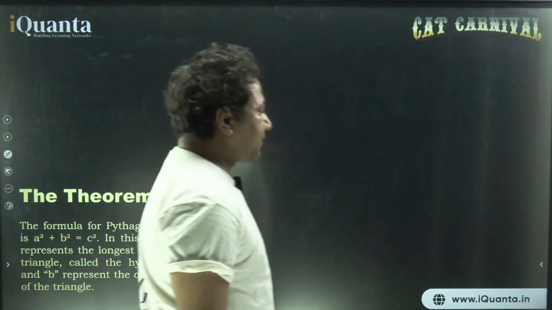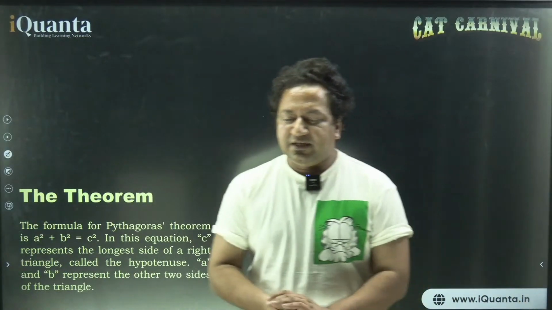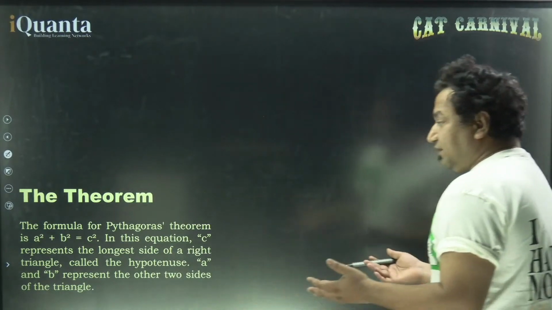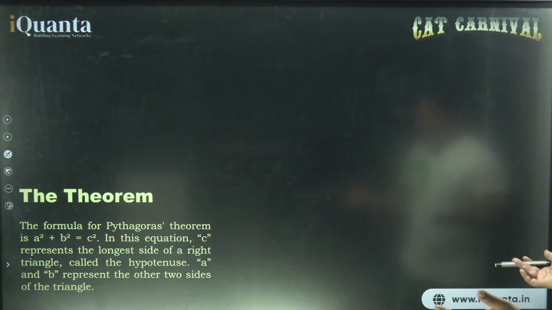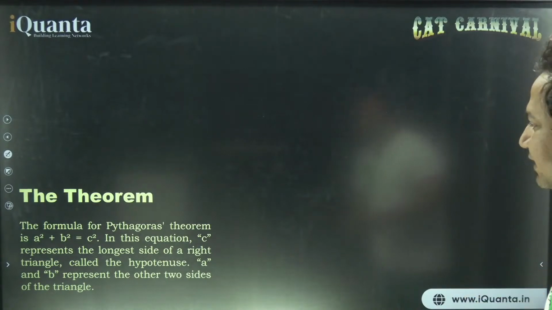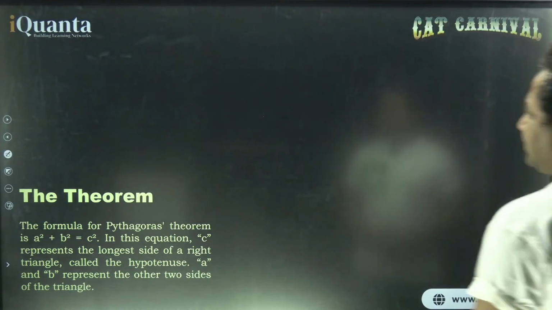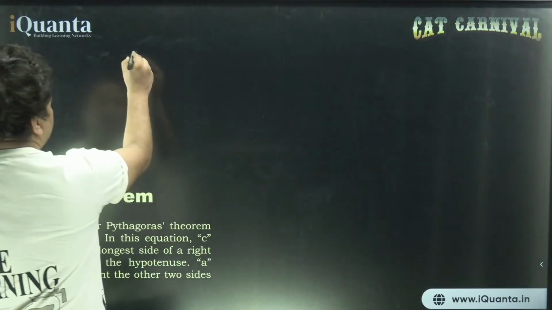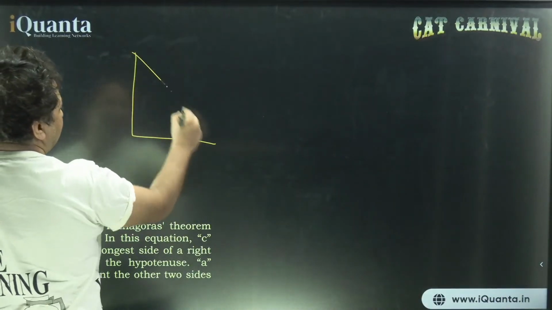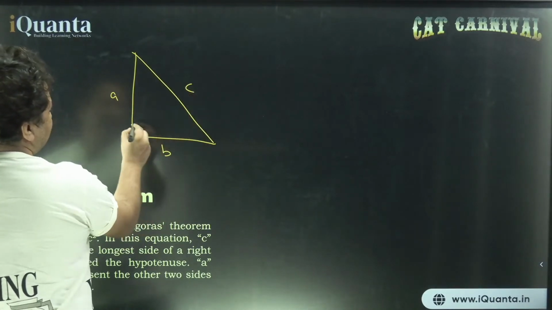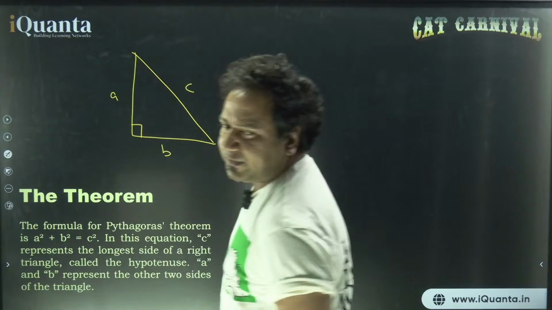The theorem. So we talk about Pythagoras theorem first of all, which I think all of you know already. The formula for Pythagoras theorem is a square plus b square is equal to c square. In this equation, c represents the longest side of a right angle triangle called the hypotenuse. A and b represent the other two sides of the triangle. So basically, if I have this as a and this as b, this is c, and it's a right angle triangle. All of us know it, right?